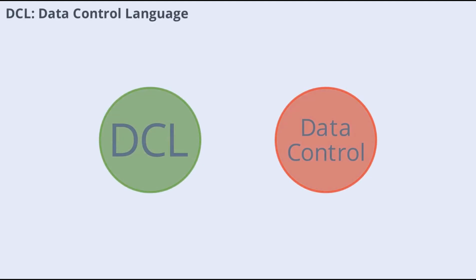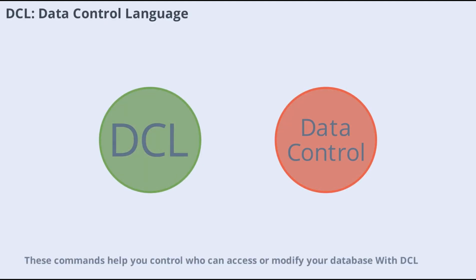DCL, or Data Control Language, is all about permissions and security. These commands help you control who can access or modify your database. With DCL, you can grant or revoke permissions, ensuring that only authorized users can make changes or view sensitive information.